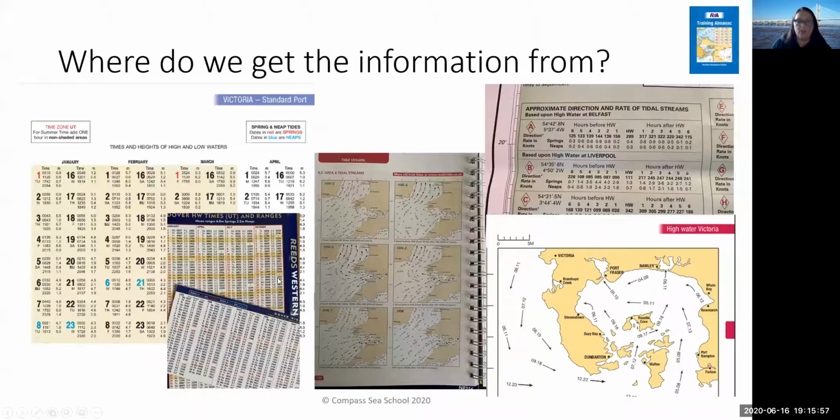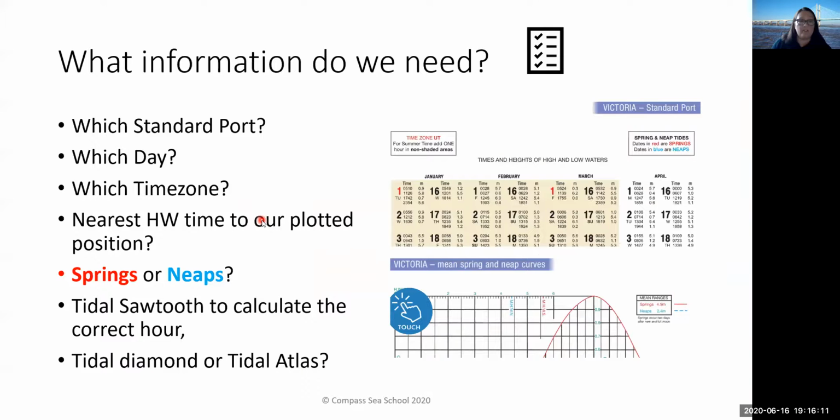So this is the different information that we can get. We can have our tidal diamonds, we can have our tidal stream atlases, but we also need to be able to calculate what day it is. So what I've done is put together a little bit of a checklist for you, because everybody loves a checklist, okay?